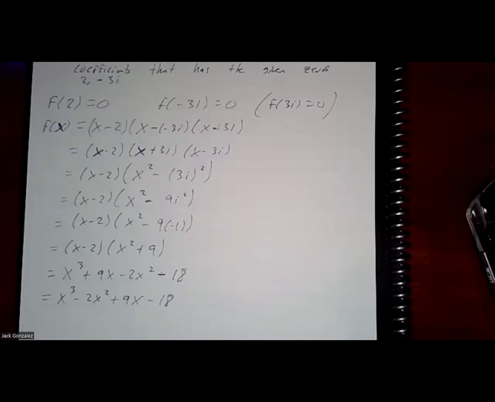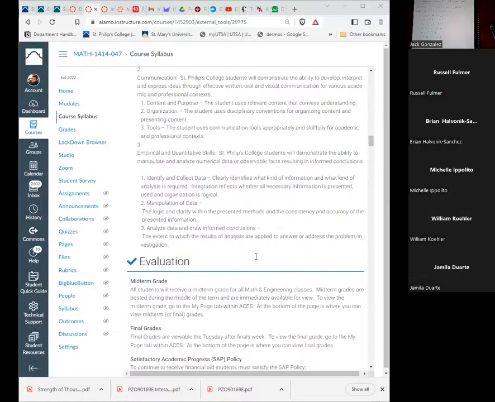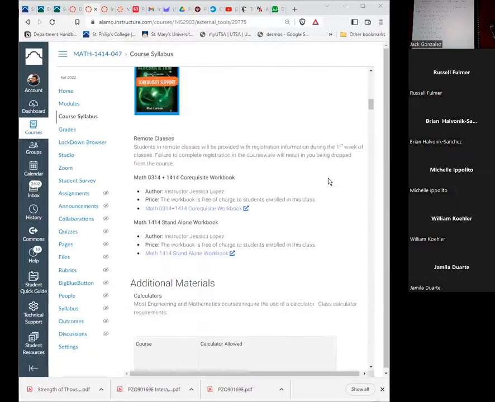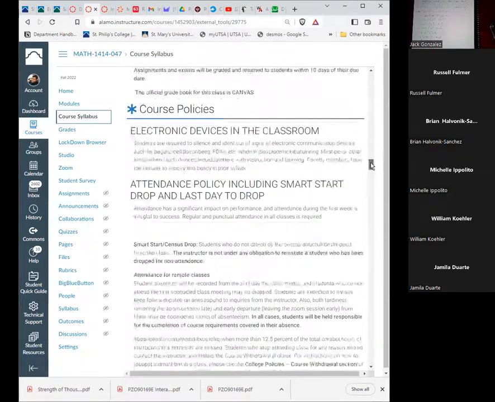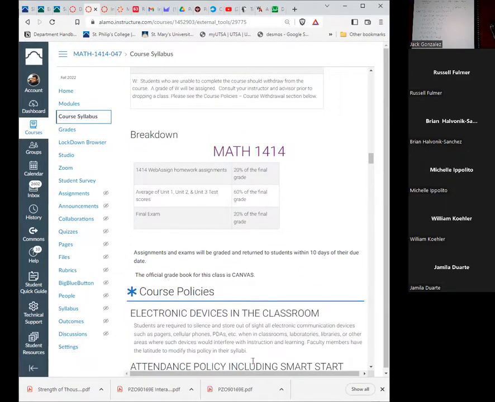So what are the stuff that will be graded? Let's look at our syllabus here. You're not sharing your screen. Hold on a moment. Where is it? Here we go. So 60% is all the exams put together. 20% is the final. 20% is your homework. Okay. It might not be reflected in your current grade book, but I'll fix that very soon. But this is what it's going to be.